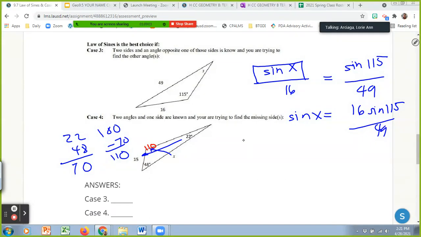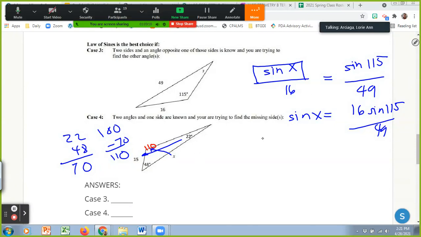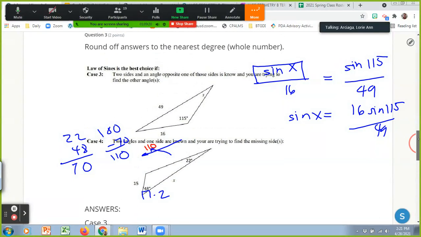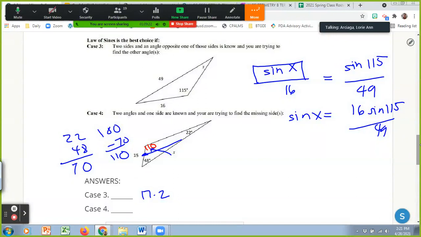110 freeway. All right. So now you do this thingy-majiggy again. The opposite. Oh, James said, which one? For case 3? Can you go back if it's a whole number or what? I forgot. Nearest degree, whole number. So you gotta round it off.